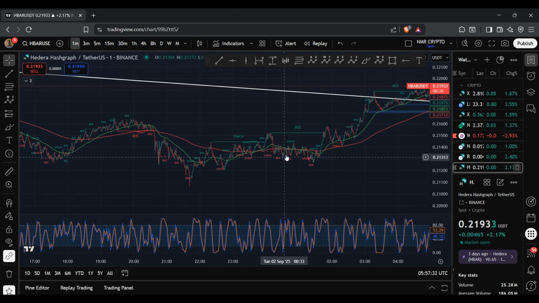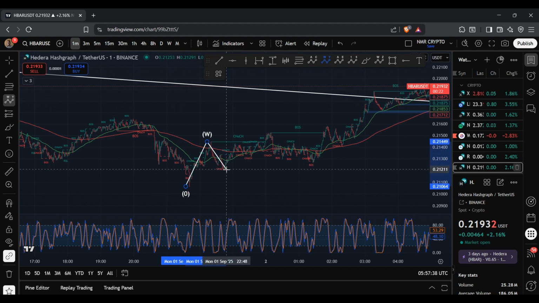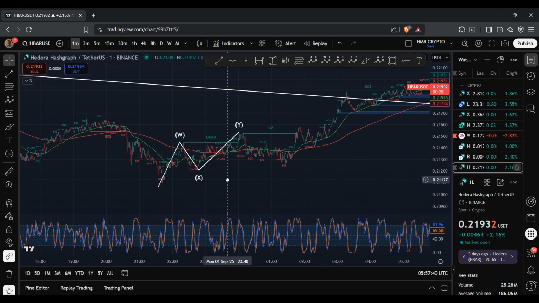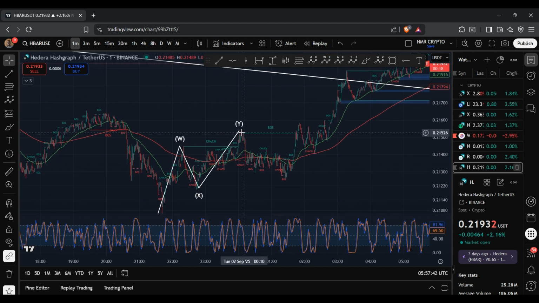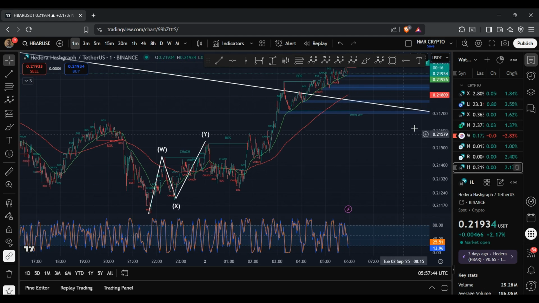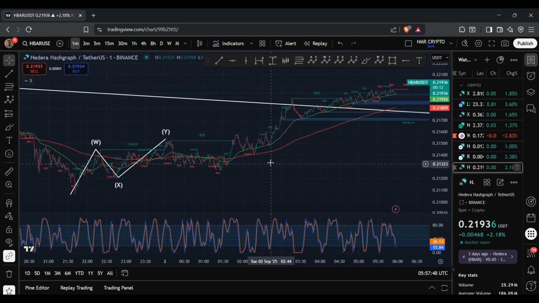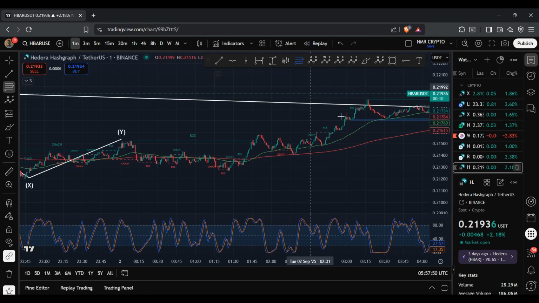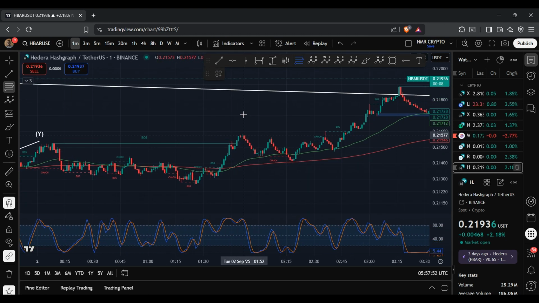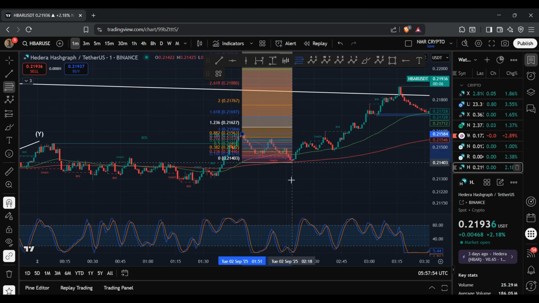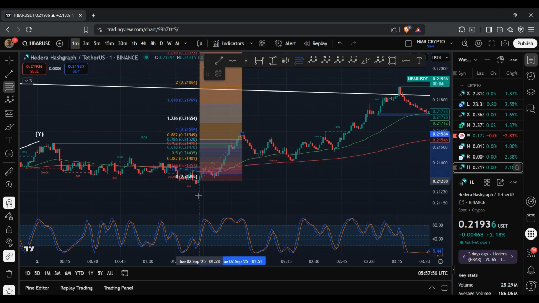But as of right now, it does look like we had a corrective move that played out as opposed to an impulsive move, where this is the W wave, this is the X wave, and this is the Y wave. And we had another WXY structure that formed. And it looks like we had a WXY structure here. So I'll bring in the fib tool and bring this to 21.403 cents.